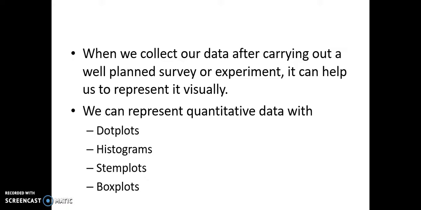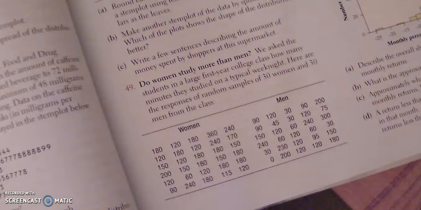plots, or box plots. Now, we're not going to look at box plots in this lesson. Box plots, I think, deserve a whole video to themselves, but we are going to look at dot plots, histograms, and stem plots, and make sure that you know how to interpret them. Let's take a look at this problem from your textbook on page 43.